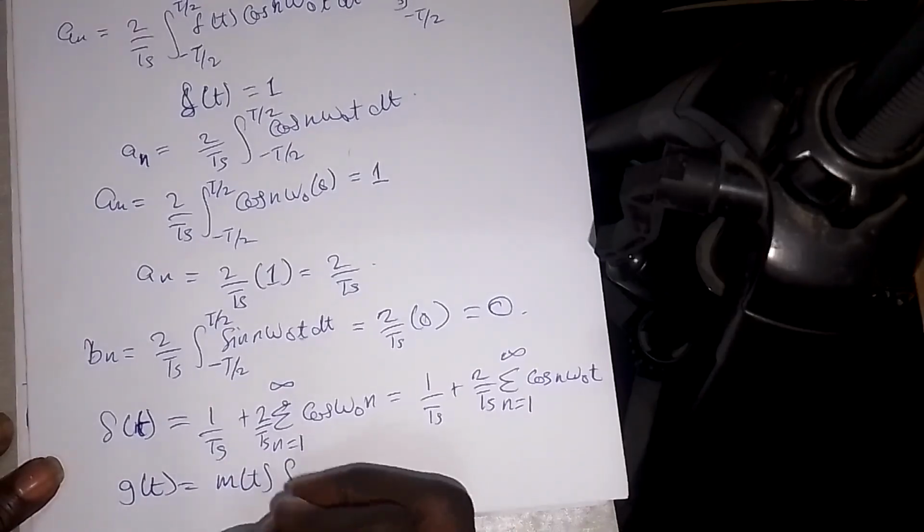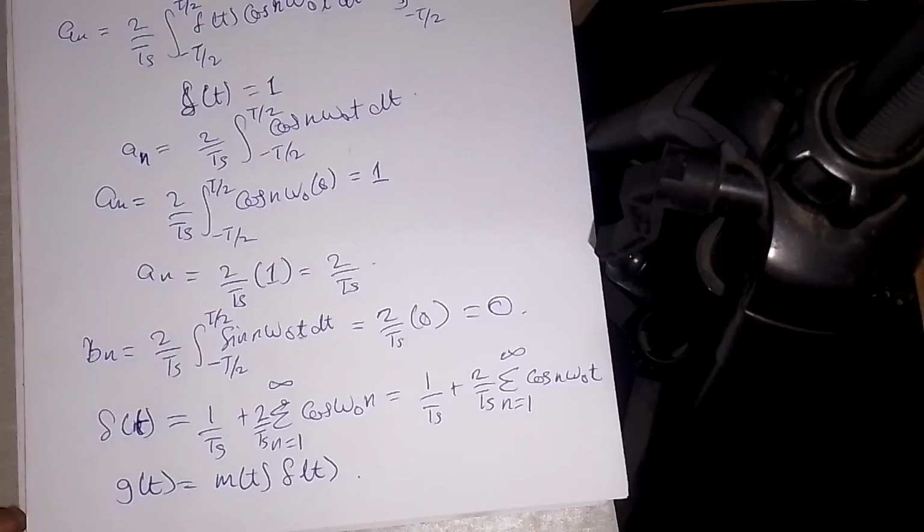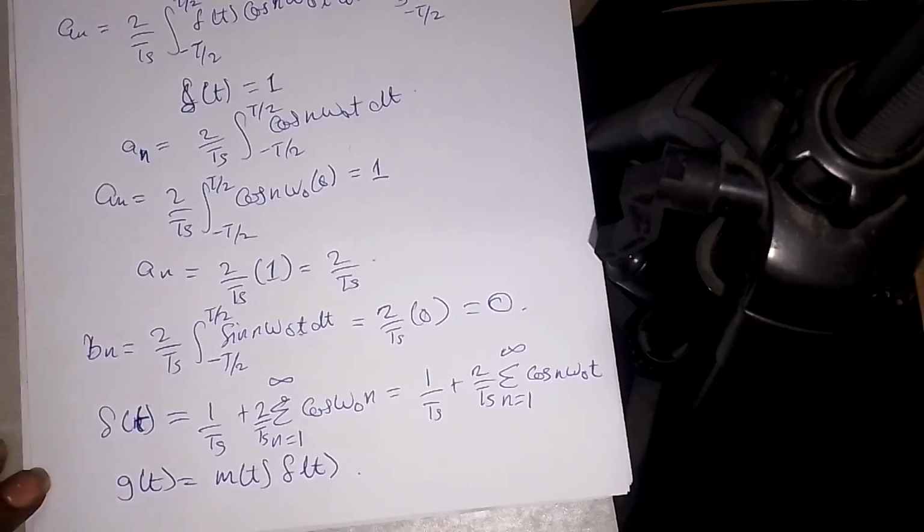the impulse train delta of t. These are the two signals that multiply to give you your discrete time signal. This g of t represents the discrete time signal, which is a multiplication of the impulse train and the message signal. So now this is what you can have.